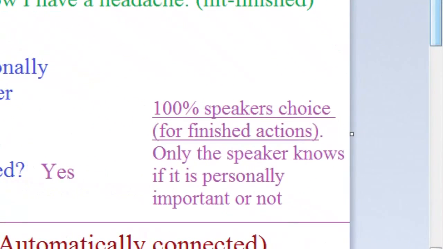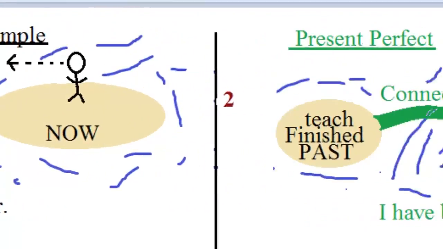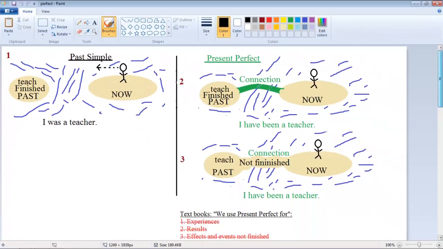Remember, if an action is finished in the past, 100% it is the speaker's choice. You as the student, if you want to talk about a finished action in your past, you can say past simple, like I studied English, or you can say present perfect, I have studied English. And the only person who knows if this is a good sentence grammar or bad sentence grammar is you. Only you know in your mind, is that finished action important to you or not?